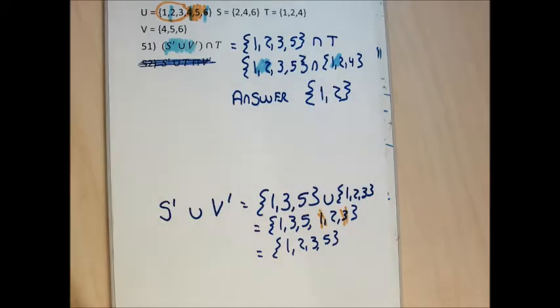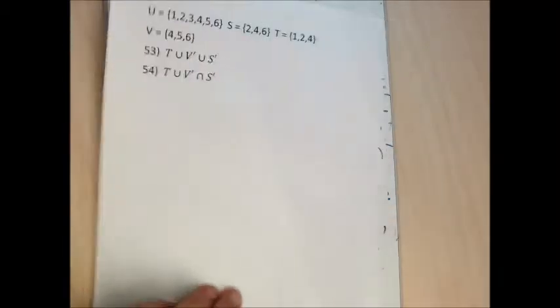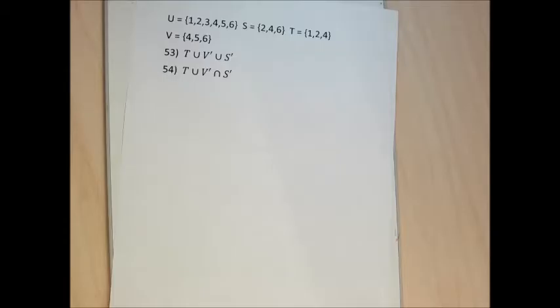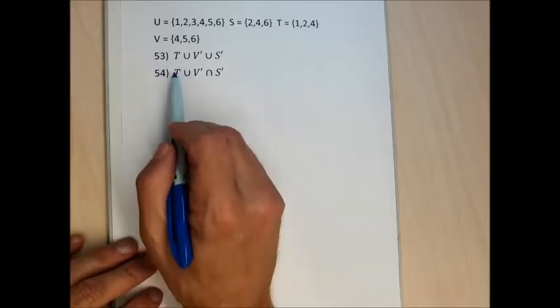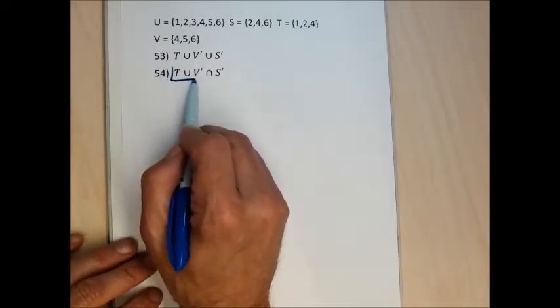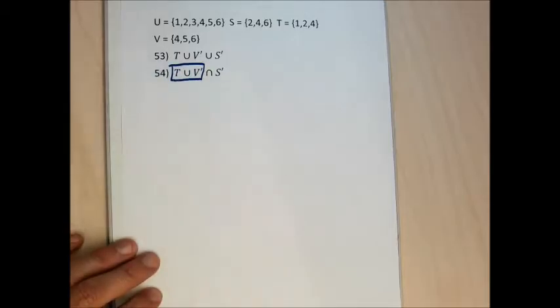So hopefully, although these are tedious, maybe they're not that hard, because it's just doing order of operations and then just knowing what complements, intersections, and unions are. Boy, our problems are real similar. So both of our problems start out, we're working left to right. The first thing I'm going to do in problem 54 is figure out what T union V complement is.